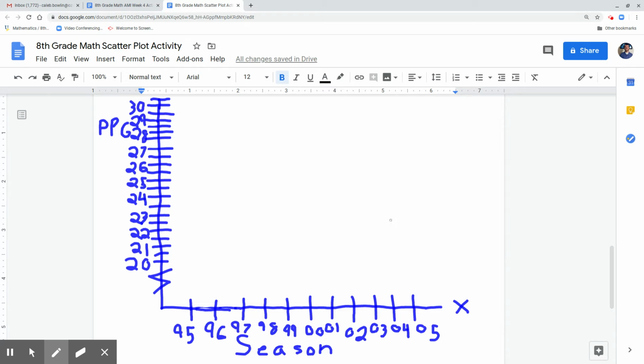And then on points per game, I put the little cut symbol we can put here to show that you're skipping numbers. And then we're starting at 20. And then every line is half a point. So I go from 20, 20.5, 21, 21.5, 22, so on and so forth, all the way up to 30.5. So that's how I actually drew my graph. And now I'm going to go in and add my points. So I'm going to go ahead and pause the video and show you what that part's going to look like.